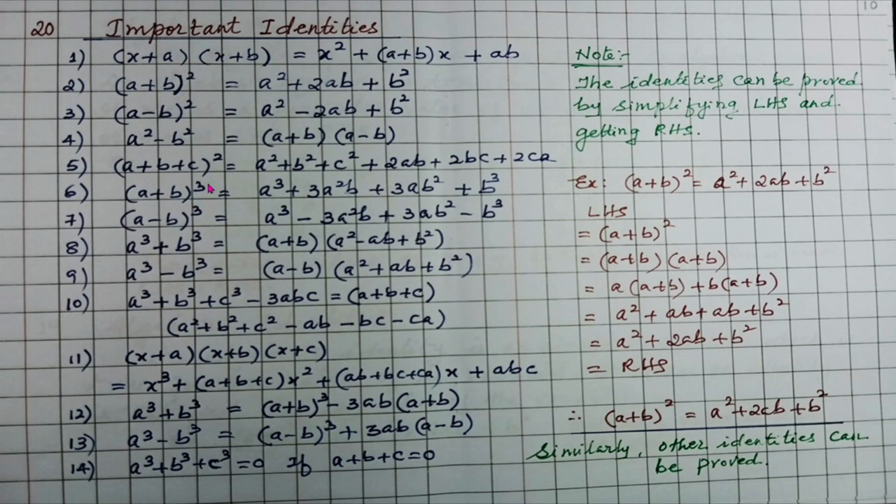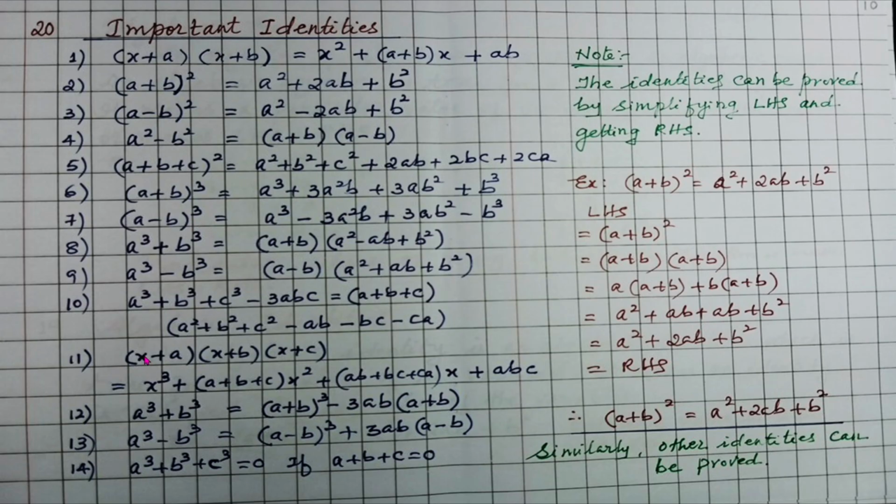And (a plus b) whole cubed is a cubed plus 3a squared b plus 3ab squared plus b cubed. Then (a minus b) whole cubed is a cubed minus 3a squared b plus 3ab squared minus b cubed. a cubed plus b cubed is equal to (a plus b) in the bracket (a squared minus ab plus b squared). a cubed minus b cubed is equal to (a minus b) in the bracket (a squared plus ab plus b squared). a cubed plus b cubed plus c cubed minus 3abc is equal to (a plus b plus c) in the bracket (a squared plus b squared plus c squared minus ab minus bc minus ca).